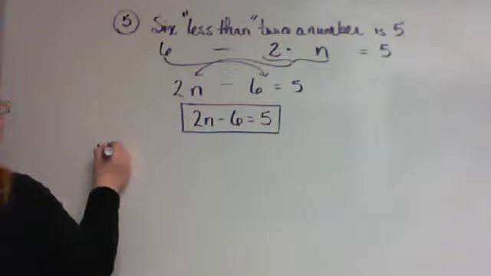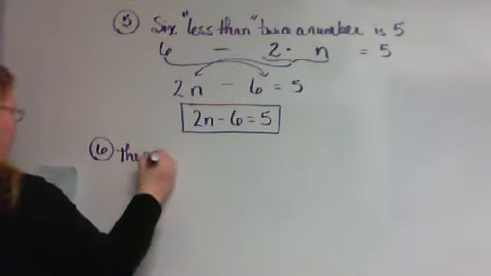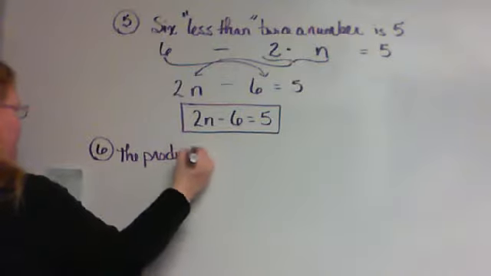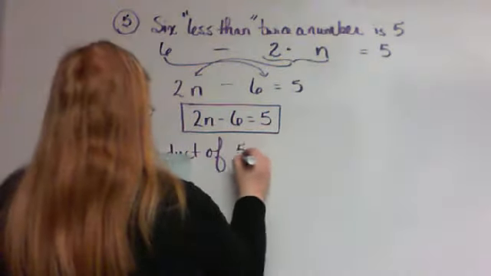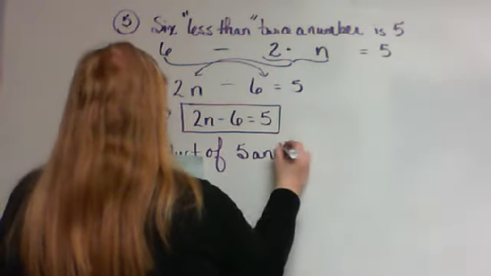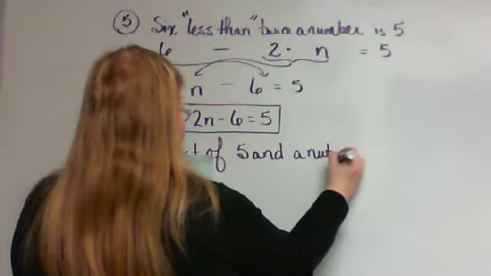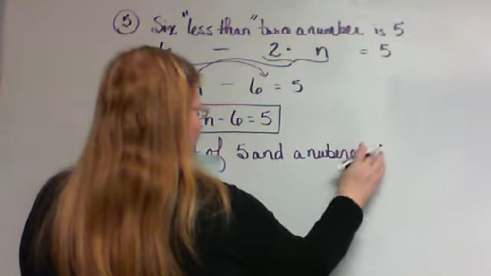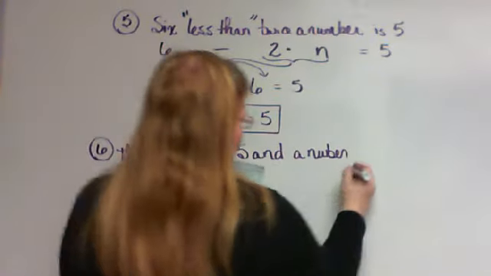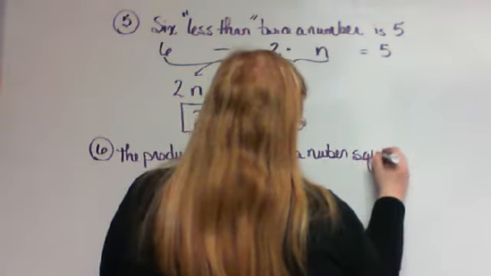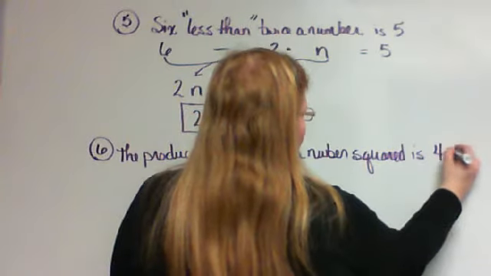And then problem number 6 says the product of and a number squared is 45.